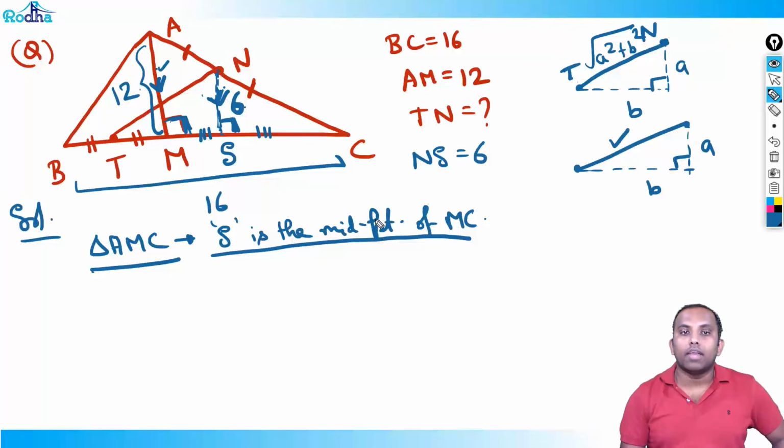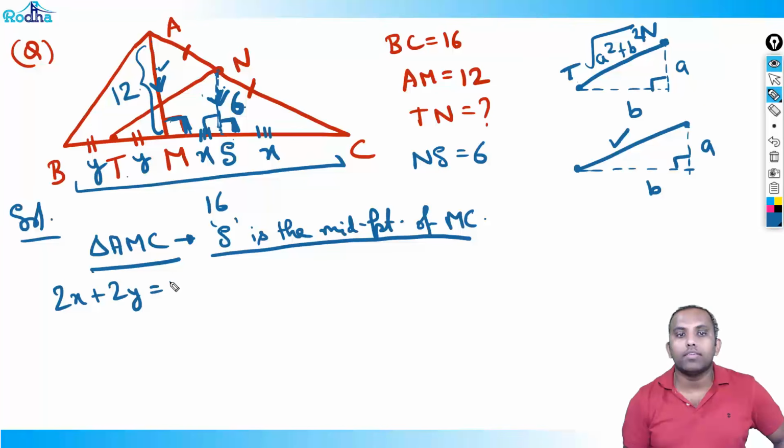So you got S is the midpoint of MC, right? Now what do you need to find? In this triangle, which is 90 degrees, you need to find TS. See, S is the midpoint, so this is X, this is X. And since T is the midpoint of BM, this is Y, this is Y. So 2X plus 2Y is equal to 16. Therefore X plus Y is equal to 8. Therefore TS is equal to 8.